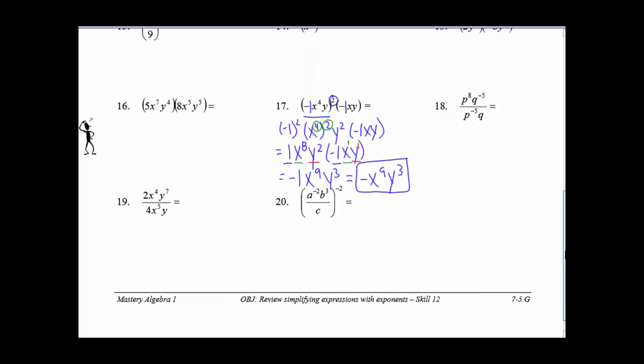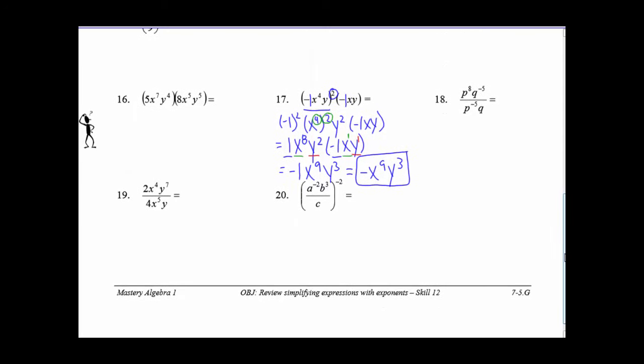All right, and number 20. This one, there's a couple of different ways you can do this. You can go ahead and distribute the negative 2 to every factor in that fraction inside the parentheses, or you can go ahead and get rid of the negative on it and take the reciprocal of whatever is inside the fraction. I like to get rid of my negative first, so let's go ahead and try it that way.